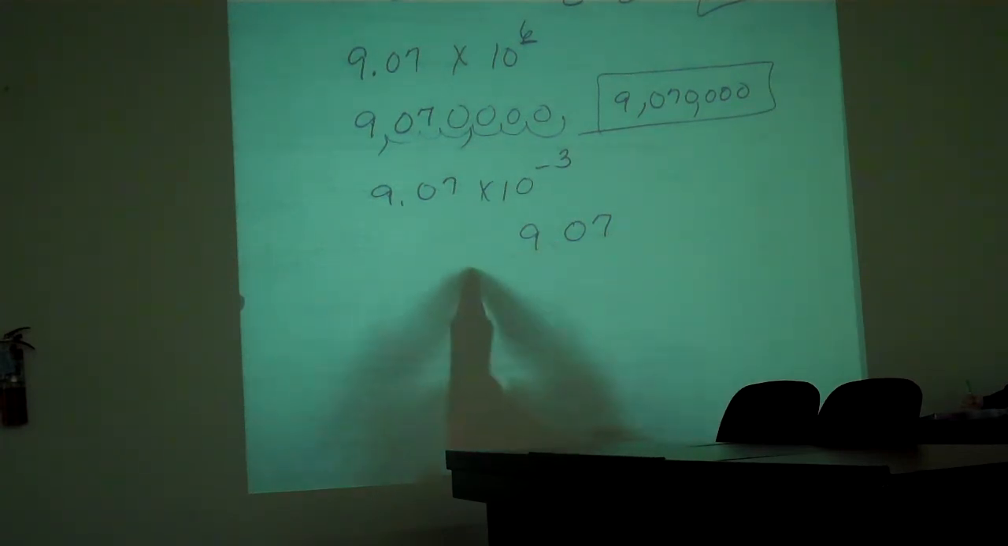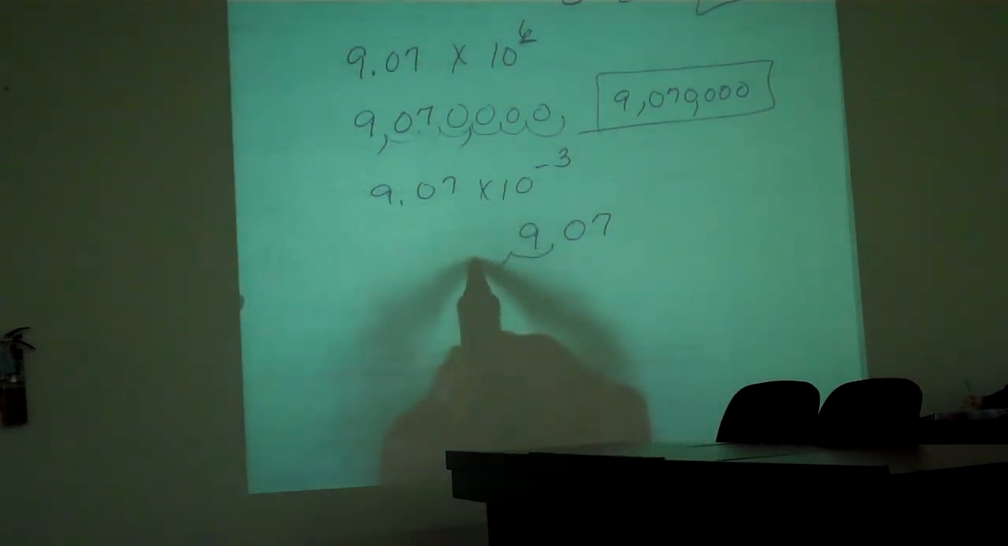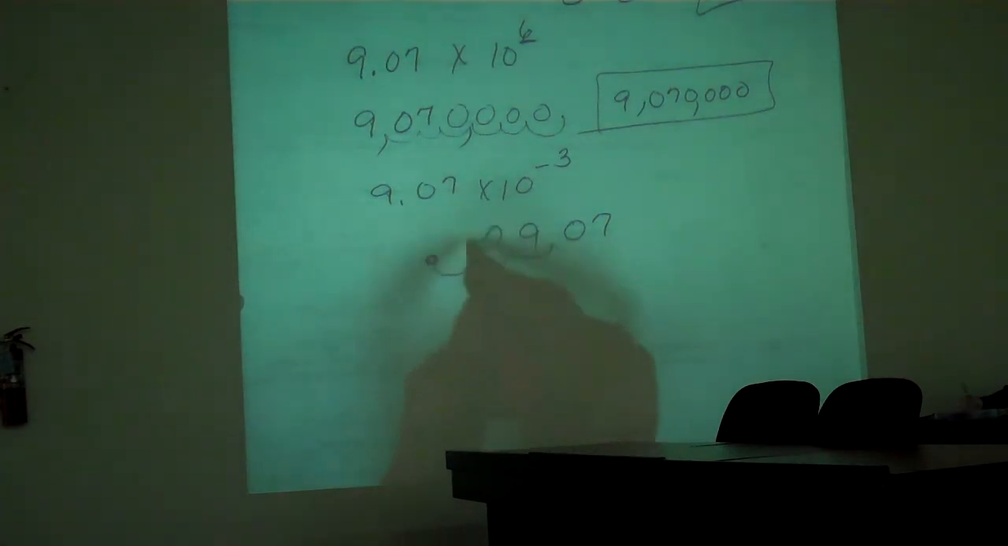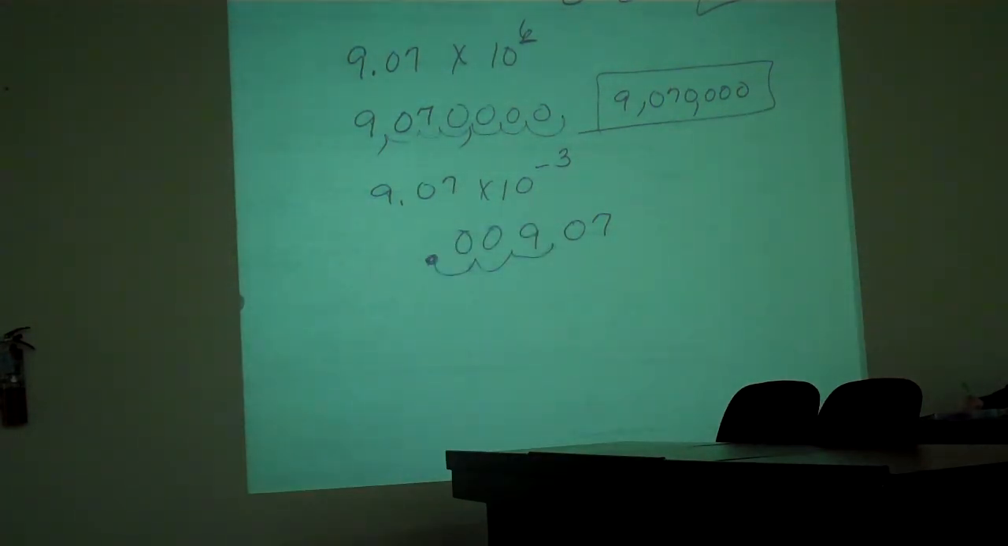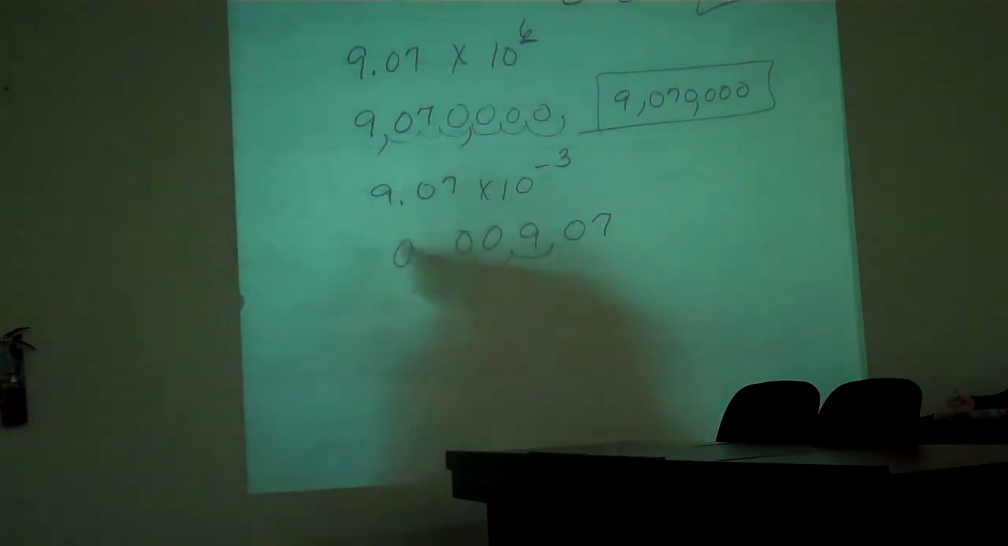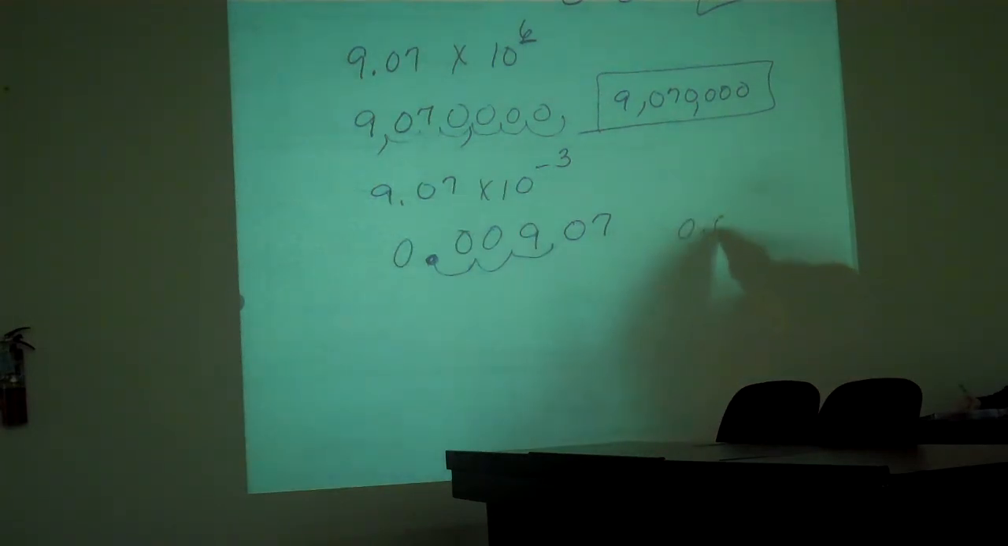1, 2, 3. From here, 1, 2, 3. That's where our new decimal is. If it starts with a decimal, what do you do? Add a 0 to the front. So 0.00907, right?